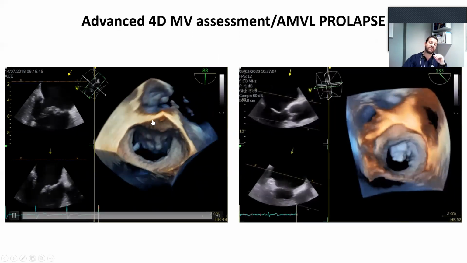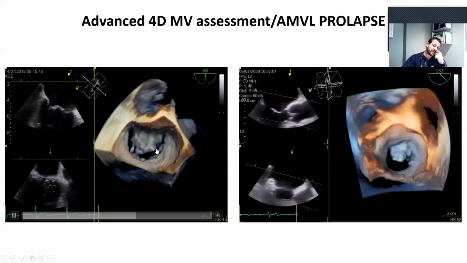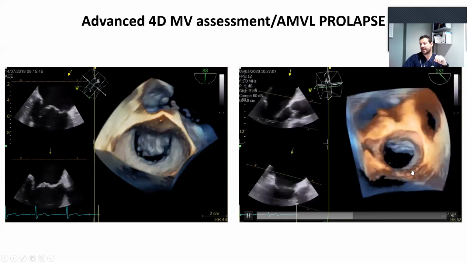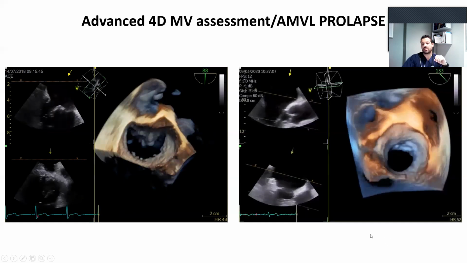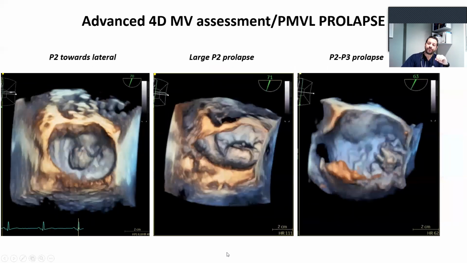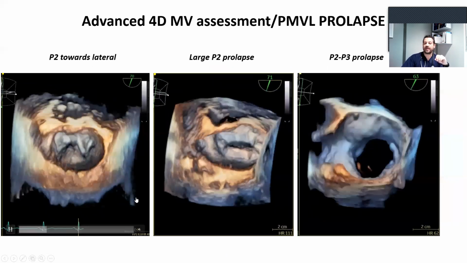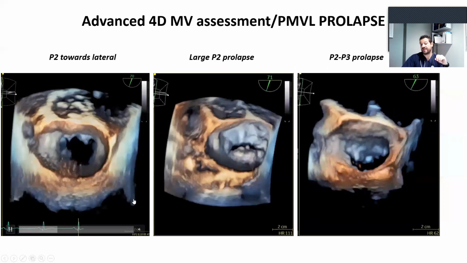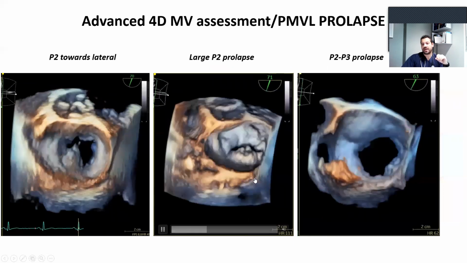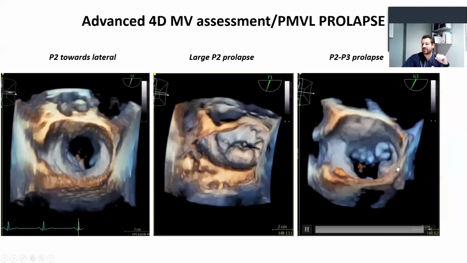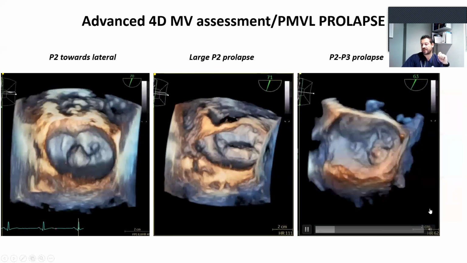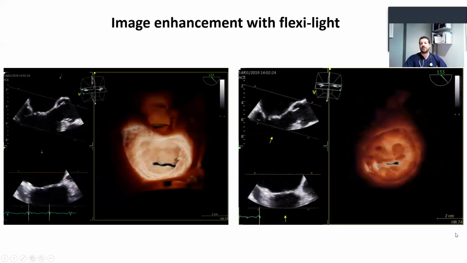For example, here we have an A2 scallop prolapse with a ruptured chordae, and here we have just prolapse of the A2 scallop and the billowing of the posterior leaflet. And here you can see different cases of prolapse of the posterior leaflet. Here a P2 prolapse towards lateral, here a large P2 prolapse, and here we have a P2 P3 prolapse with a ruptured chordae of the posterior leaflet.